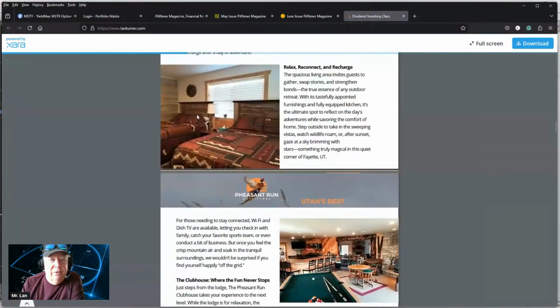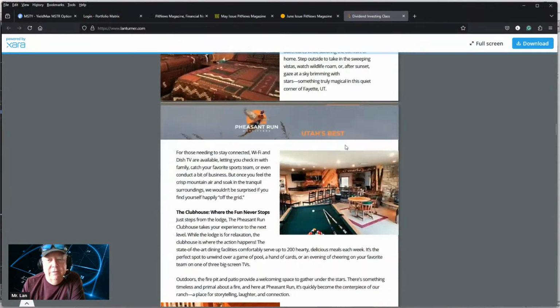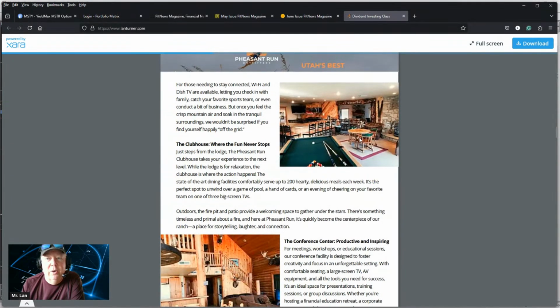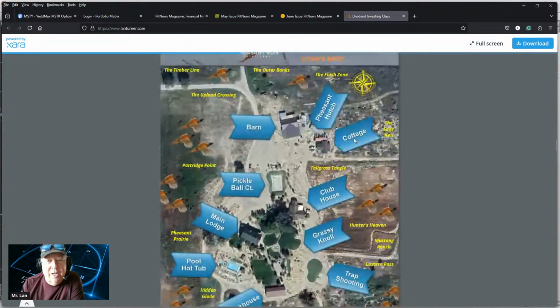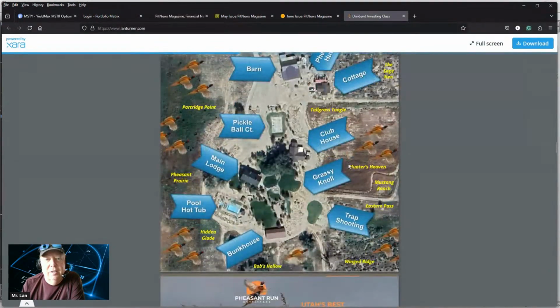And these are the bedrooms, really nice little rooms you get to stay in if you're going to stay the night. We've got pool tables, and we can watch the big screen TV and hang out and eat food and have a good time. This is the ranch right here. You can see, this is the pickleball court.